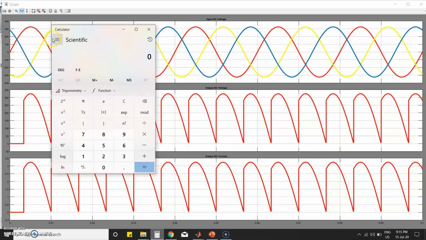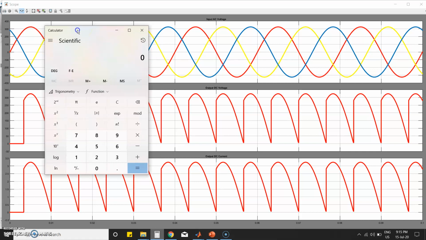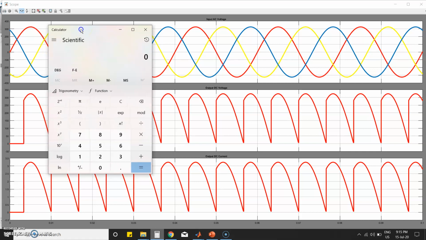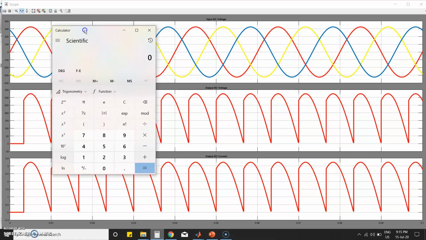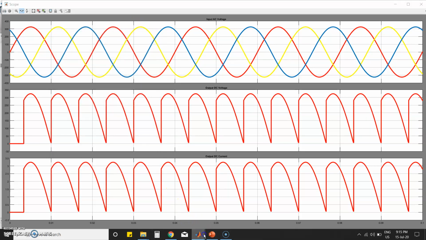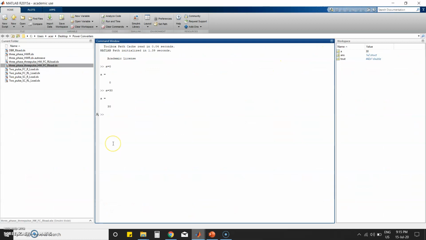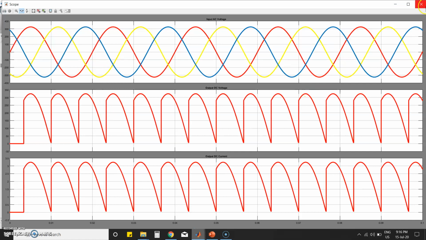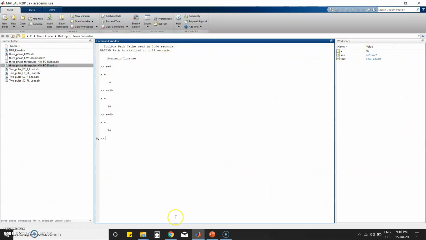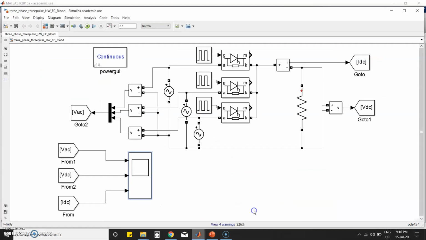If you see the firing angle of 0, it will conduct till this point and then start conducting to another point. But now it's conducting till this point. Now we can change the firing angle to 60 degrees, so A is equal to 60 degrees. We will run the simulation again and see the difference in the output.